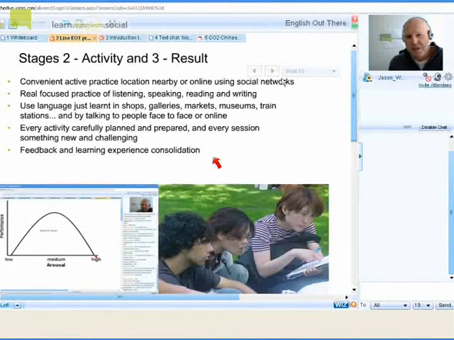Stage 2 is the activity. It's the speaking task, the out there bit. And when we do this in London, and we've done it over 8 years, we use places that we know where people hang out, where they're not doing anything, and we train the students to say, "Excuse me, I'm learning English. Can I ask you some questions?"